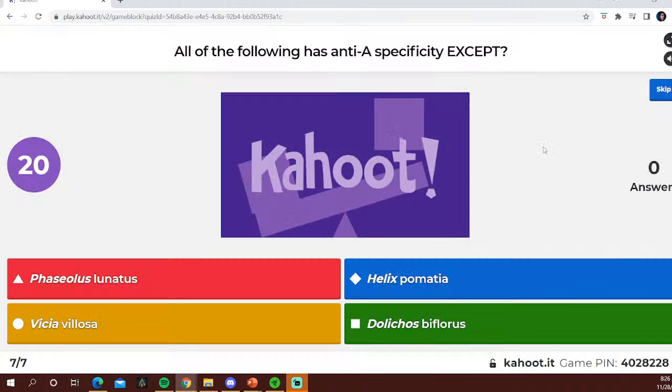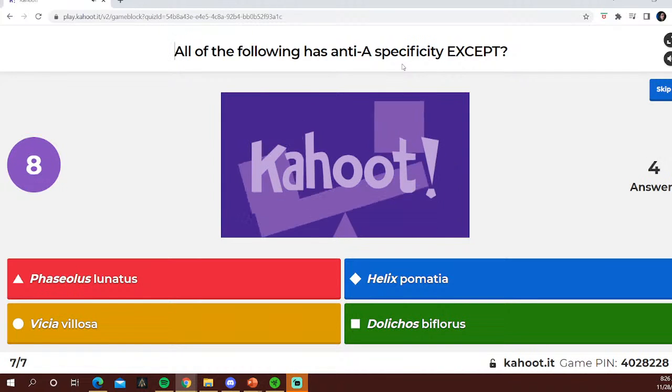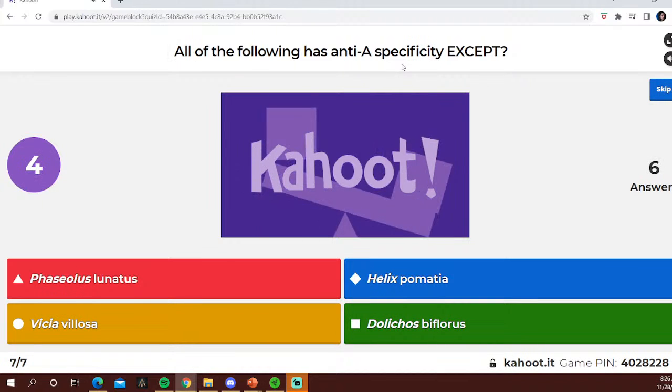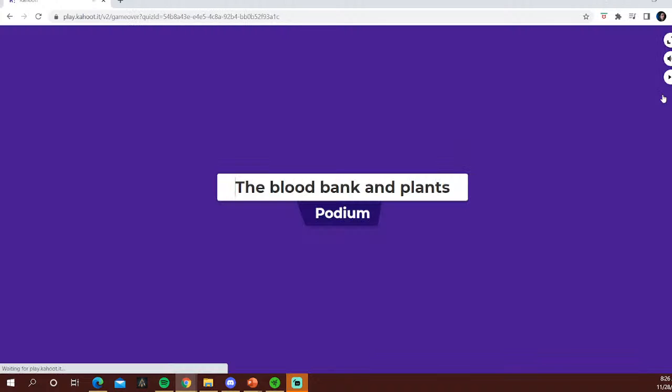Which of the following has anti-A specificity, except we're looking for someone who doesn't have anti-A specificity. So all of them are anti-A specific except, all right, Dolichos biflorus is the correct answer because Dolichos biflorus has A1 specificity. So that is the end of our game.